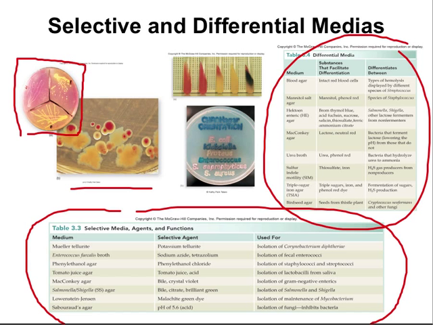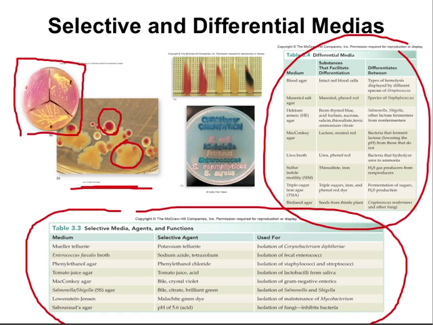Now, here's another example. MacConkey agar. This agar selects against gram-positive bacteria. Now, we'll learn what those are later on. So it's selective because it selects against the gram-positive bacteria. But it's also differential because it allows us to differentiate between bacteria that ferment lactose and those that do not. Because as we can see in these cultures, those bacteria that ferment lactose are producing the pink spots.